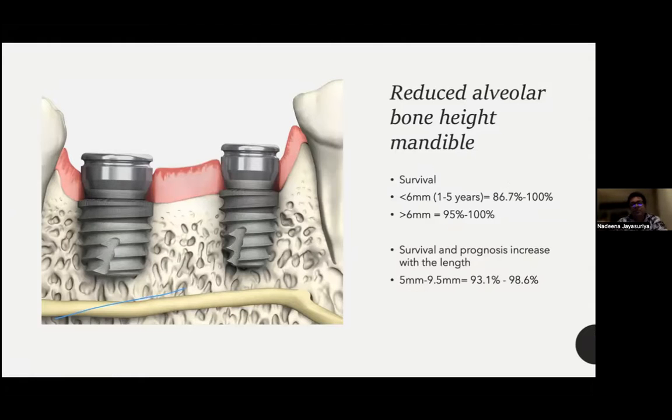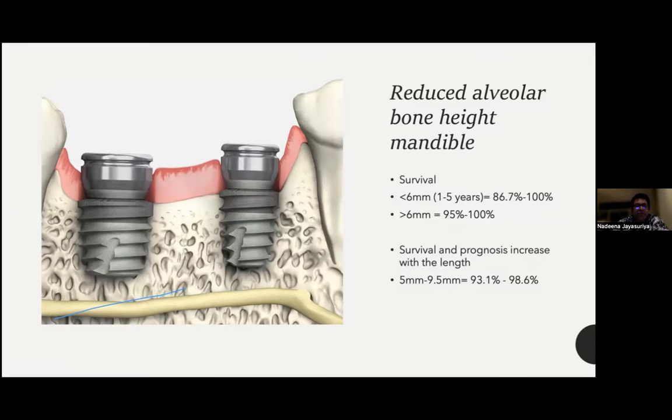Now, for example, if a 70-year-old patient comes to you and says, I want a dental implant to replace my first molar. And when you do a cone beam scan, you find the height from the ridge to the nerve is only 8 millimeters. So that means it gives you only a 6 millimeter space.